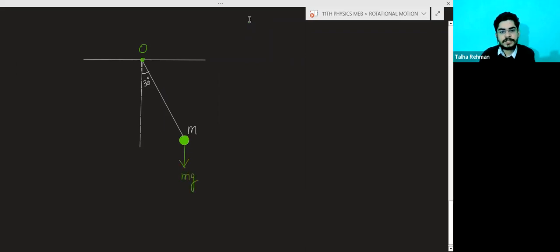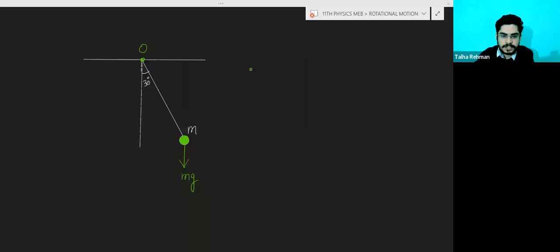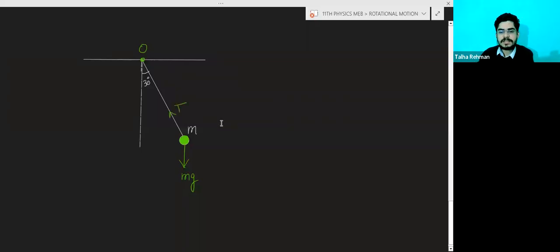Acting in the downward direction. And another will be the tension force on this mass in this direction. Okay, another will be the tension force.